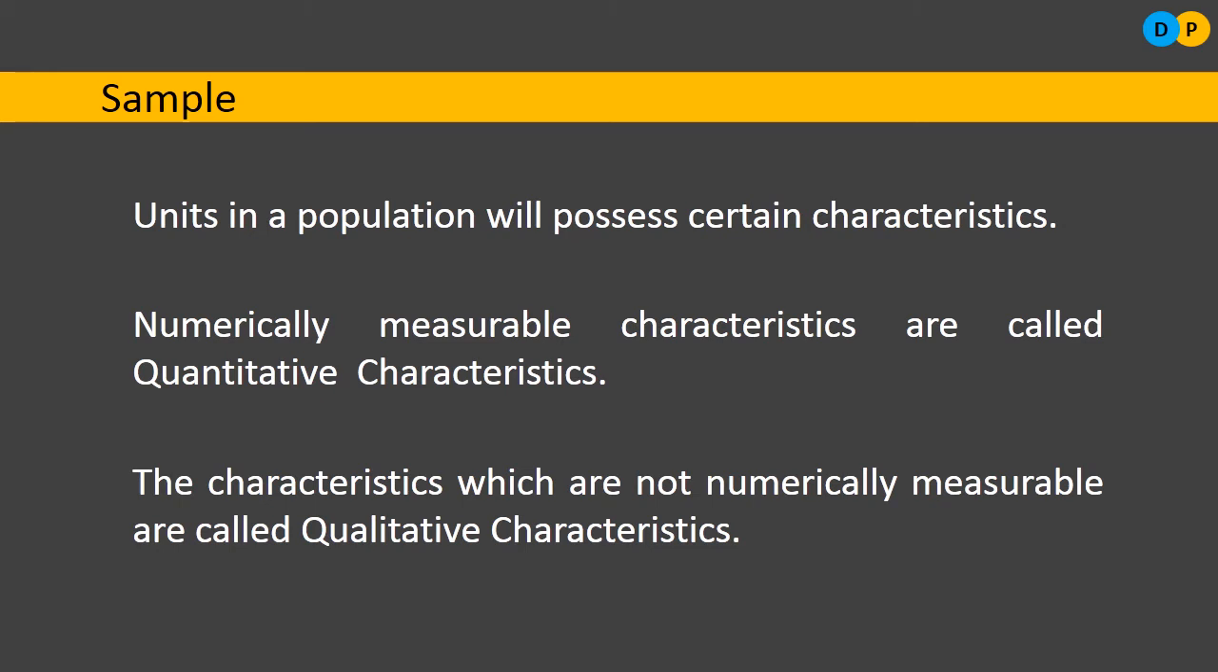So within a population there are too many units. Each and every unit will possess certain characteristics. The characteristics can be numerically measurable or may not be numerically measurable. If they are numerically measurable, then they are referred to as quantitative characteristics. If they are not numerically measurable, then they are referred to as qualitative characteristics.